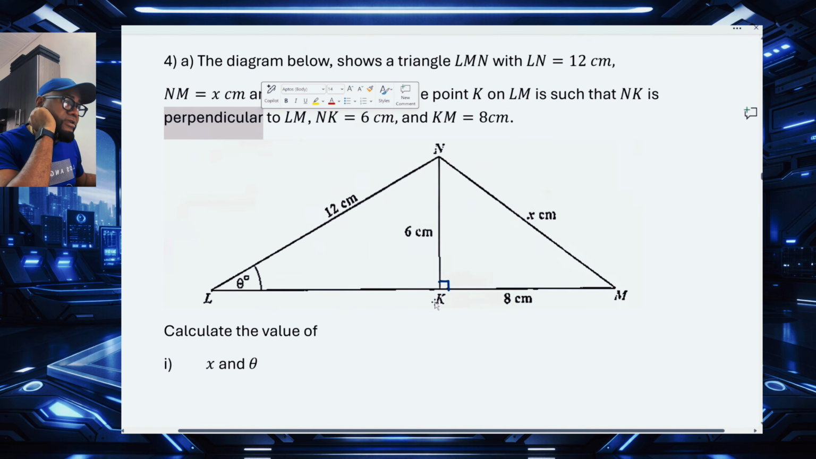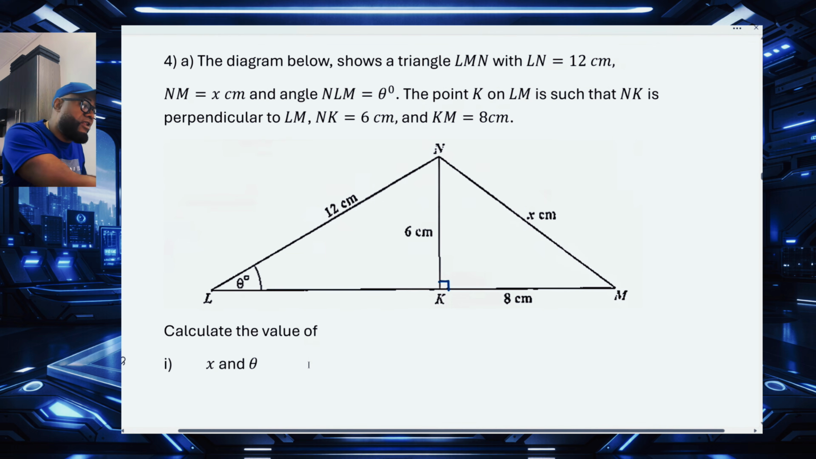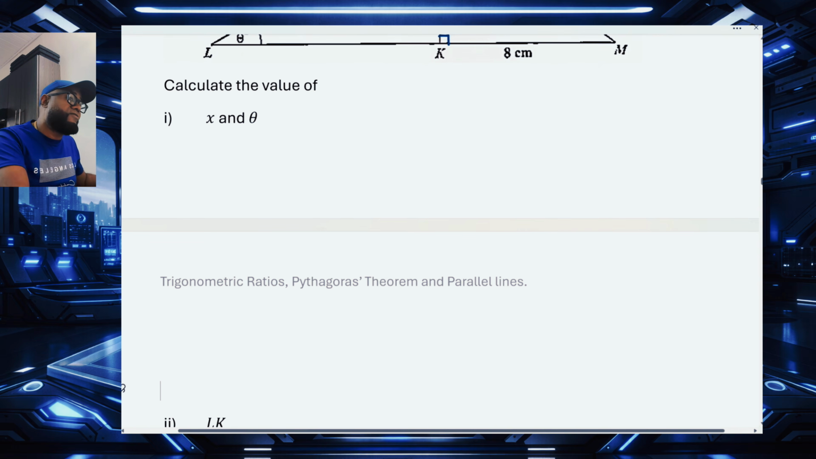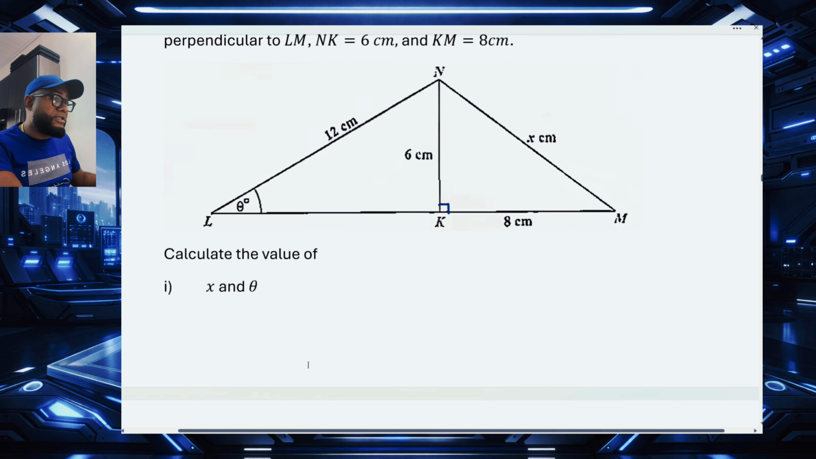Well, NK is perpendicular to LM, meaning that where NK meets LM, it forms a 90-degree angle, right? NK is equal to 6 and KM is equal to 8. That's all the information we were given. The question asks us to find the value of X and the value of theta. So let's look at X first, because that's the easiest one to do.